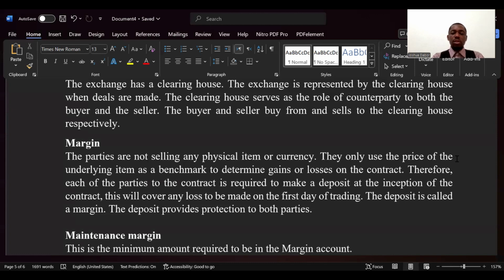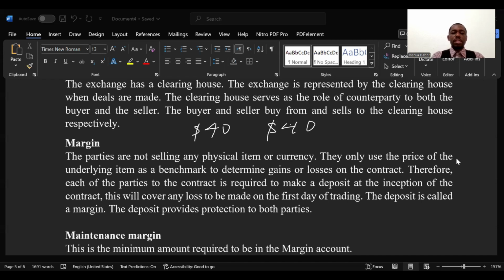Okay, so let's look at how this works. Each party to the contract is required to make a deposit at the inception of the contract. This will cover the loss to be made on the first day of trading. The deposit is called a margin. The deposit provides protection to both parties. So on the first day of trade, you're expected to drop a certain sum of money. Let me assume that the company, or the individuals, are expected to drop, let's say, $40 each on the first day of trade.